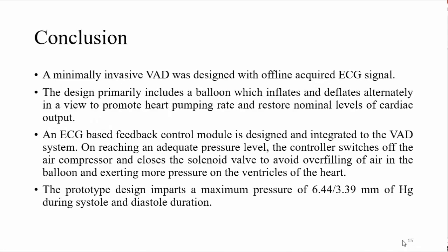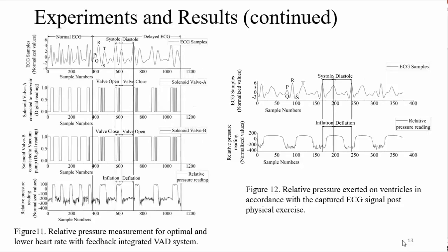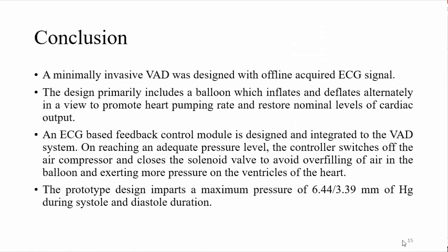So this is the conclusion. We acquired the ECG and then used it for inflation and deflation of a balloon, which inflates and deflates alternately, promoting the pumping of the heart. We have a feedback circuit so that there is a cutoff whenever we reach the nominal pressure. And the prototype gives you a pressure of 6.44 mm of mercury and 3.3 mm of mercury during the systole and the diastole.